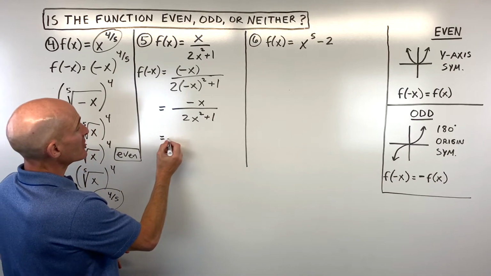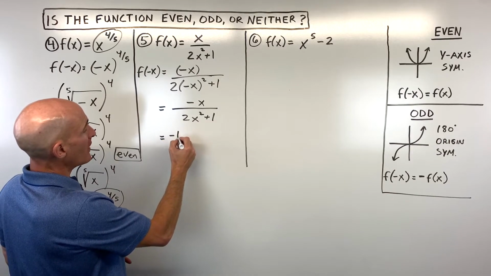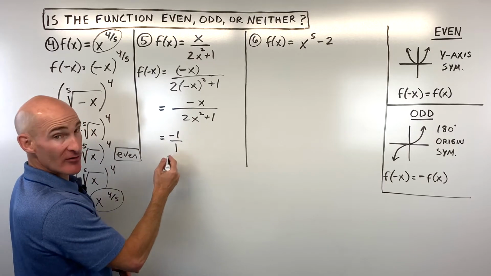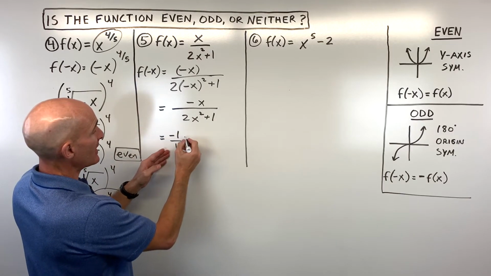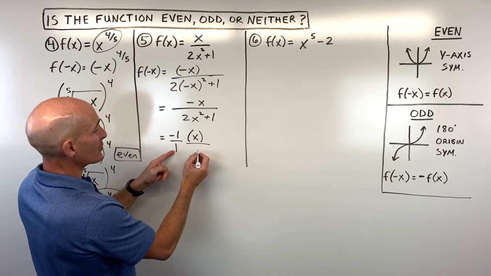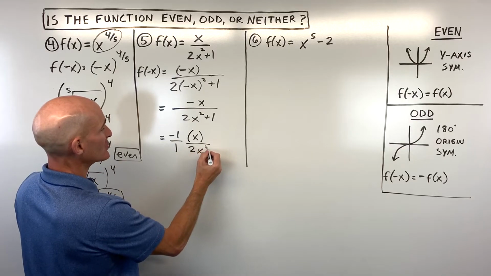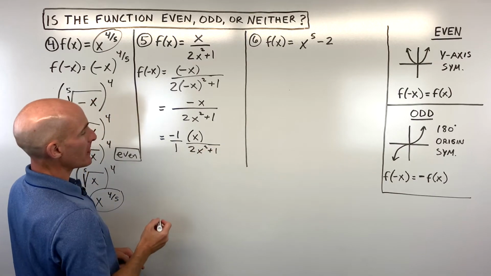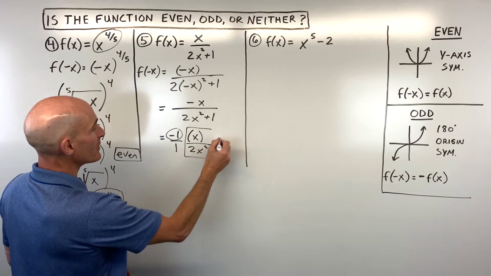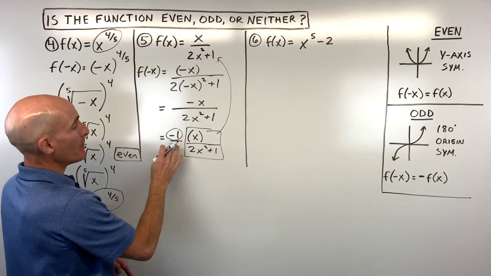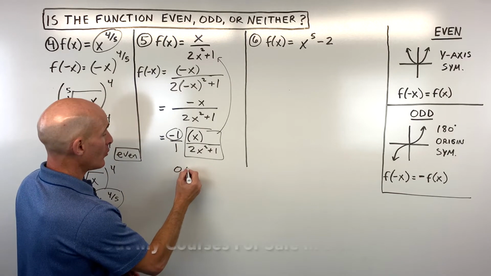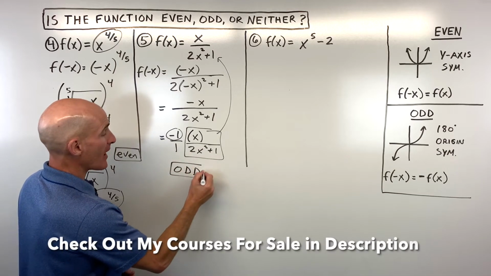But can we factor out a negative 1? Now, when I factor out a negative 1, that's like factoring out a negative 1 over 1, right? Because negative 1 divided by 1 is negative 1. So I'm basically factoring a negative out of the numerator here. So that's going to make this x. I'm factoring a 1 out of the denominator, which when you factor out a 1, it doesn't change it. So you can see that when I'm factoring out this negative 1, I'm getting the original function back, but it's multiplied by negative 1. So that tells us that this is an odd function, or a rotation about the origin if you graph it.